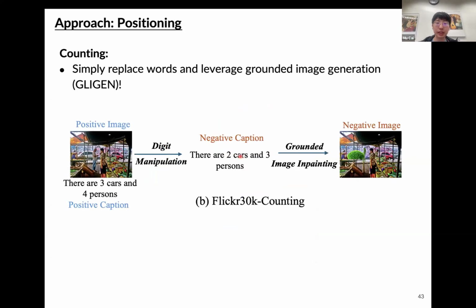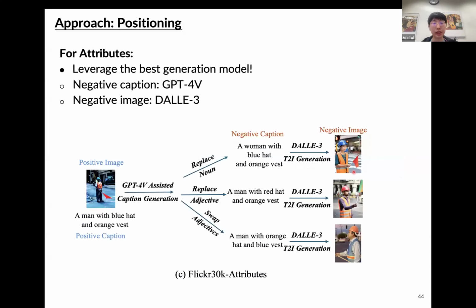When we want to create the negative caption, we just do the imprinting to certain objects, and empirically we found that such data works. And finally, we also have the challenging case of semantic compositional reasoning.